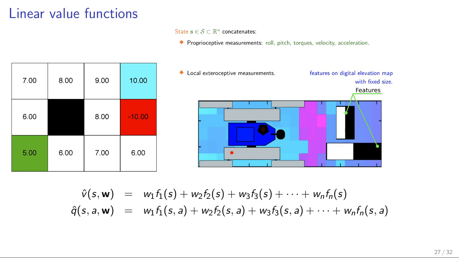So yeah, here you see it. In this case, the states are the proprioceptive measurements and the exteroceptive measurements. What you do is approximate the value function, or in our case more frequently the Q value function, as a linear combination of different features of the state, or state and action.